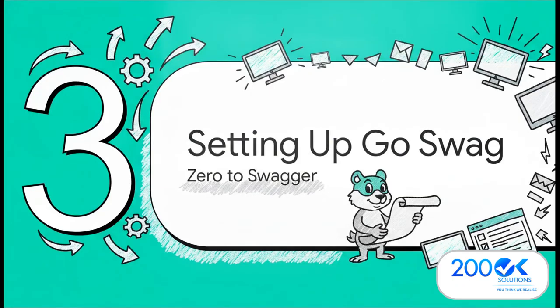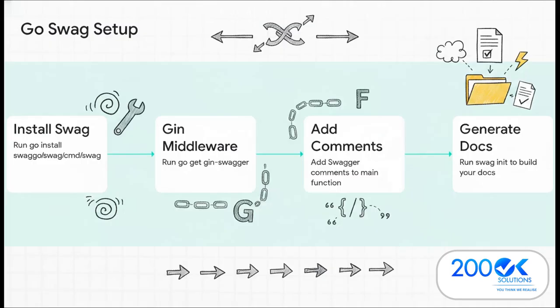Section 3. Setting up GoSwag. From zero to Swagger in minutes. If you're building a Go API, the most common tool to bridge your code and the specification is called Swag. The setup sequence is incredibly fast. First, you run a quick go install command to get the Swag tool. Second, you grab the Gin Swagger middleware, assuming you're using the super popular Gin framework, of course.